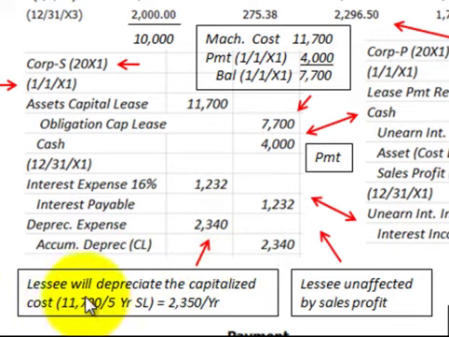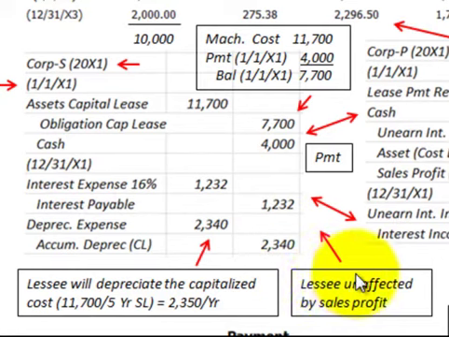The total cost here, or the original cost of $11,700 over 5 years straight line. That gives us $2,350 per year. So they have a depreciation expense here. Debit that for $2,350, and then accumulated depreciation for 1 year. They credit that here for $2,350.